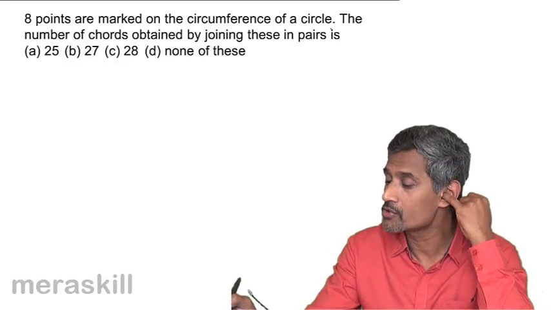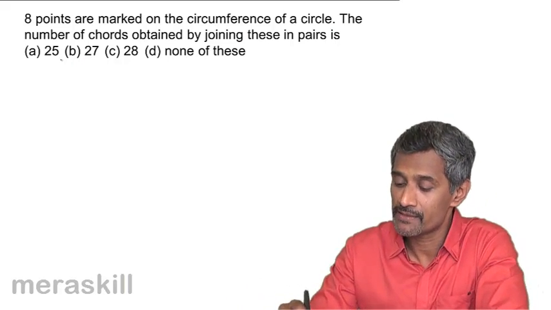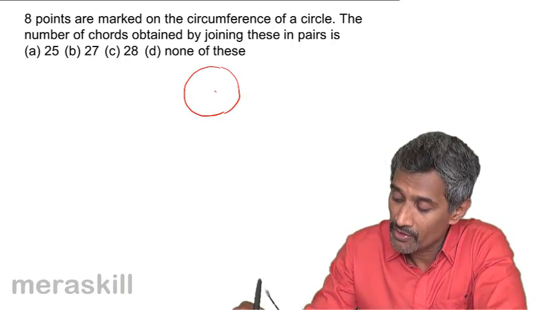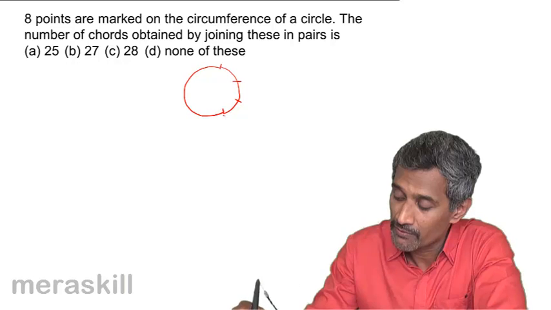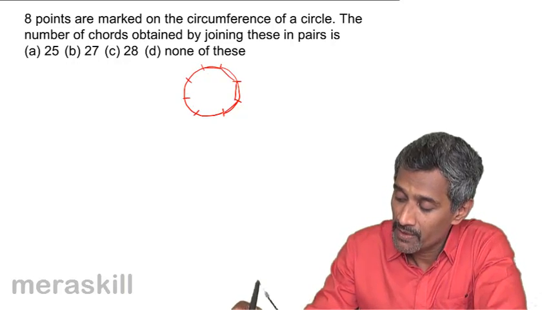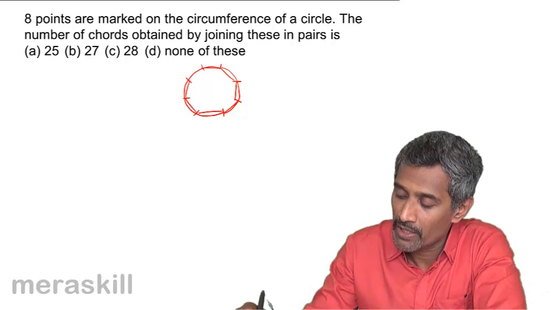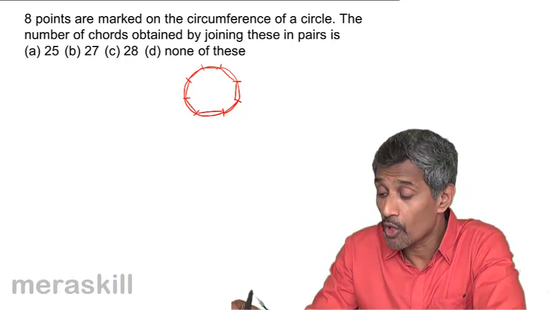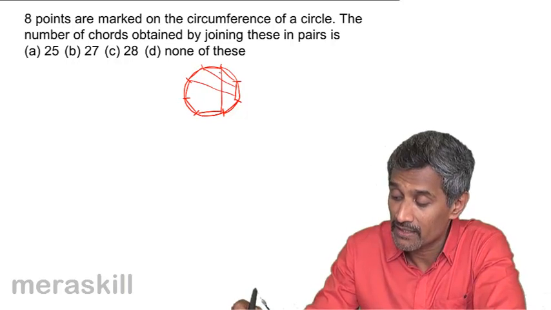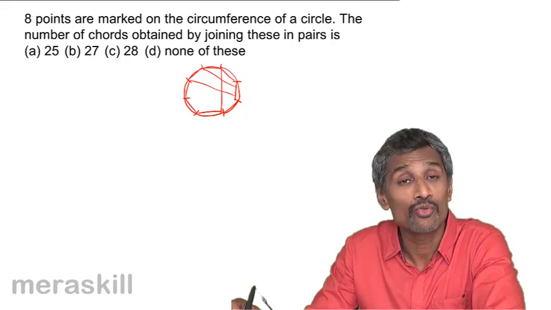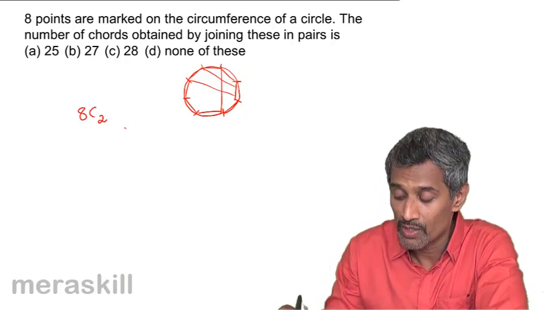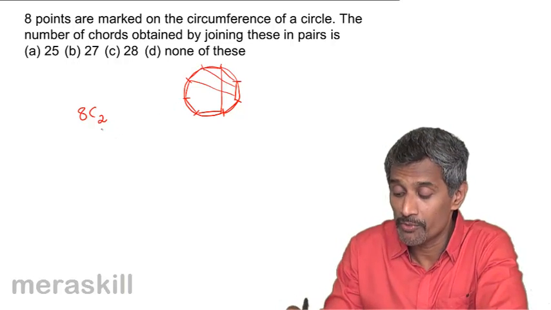So what we have here is that 8 points are marked on the circumference of a circle. The number of chords obtained by joining these in pairs is what? If you have a circle and 8 points, 1, 2, 3, 4, 5, 6, 7, 8, and you join them, you get a particular polygon. The number of chords would be the sides plus all the various diagonals involved. So basically you're choosing 2 out of 8, so it's going to be 8C2.